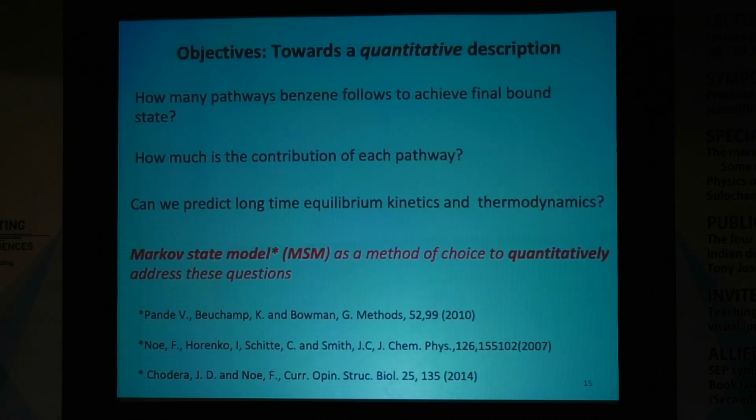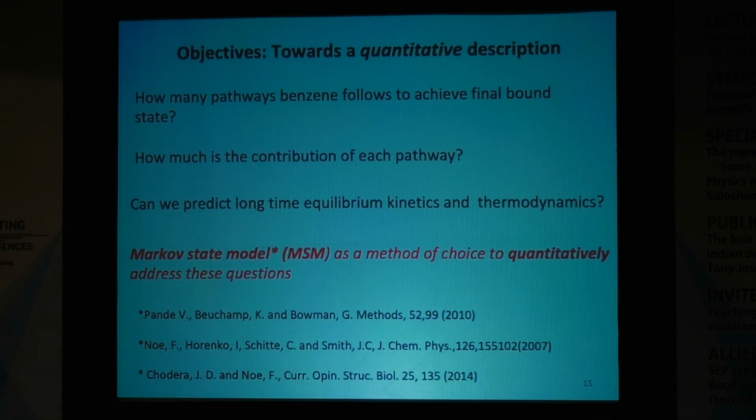The question is, is it possible to quantify these things in a more accurate way? Is it possible to say how many pathways are possible in this particular case, and what is the contribution of each of these pathways? What we generally use is a technique called the Markov-State model to quantitatively address these questions.